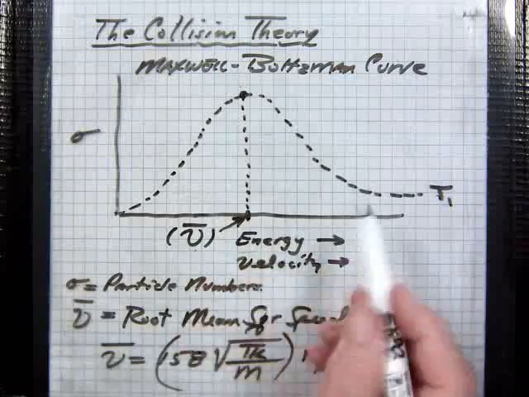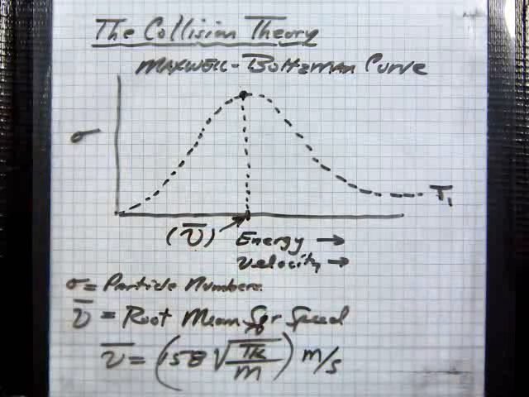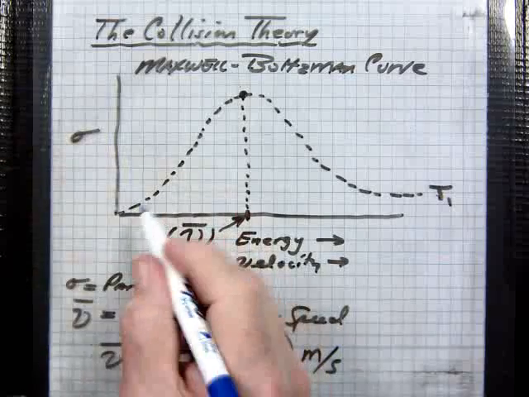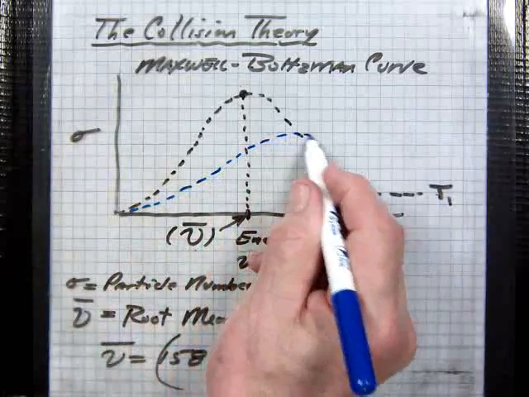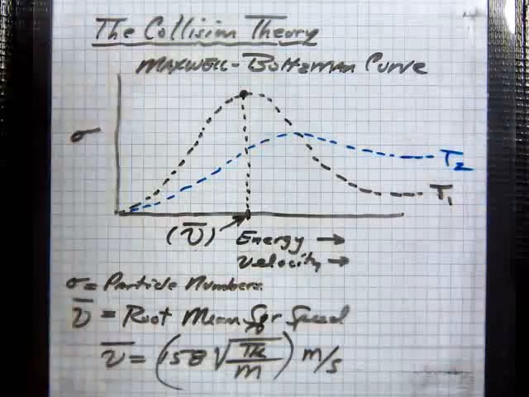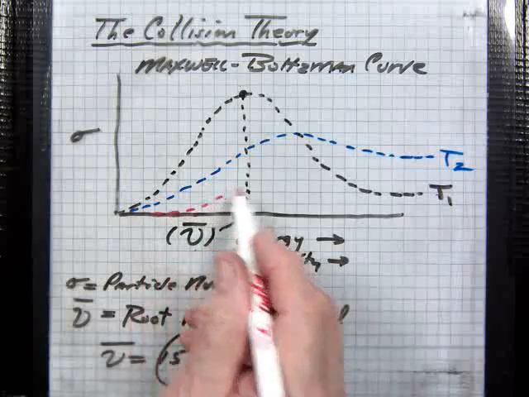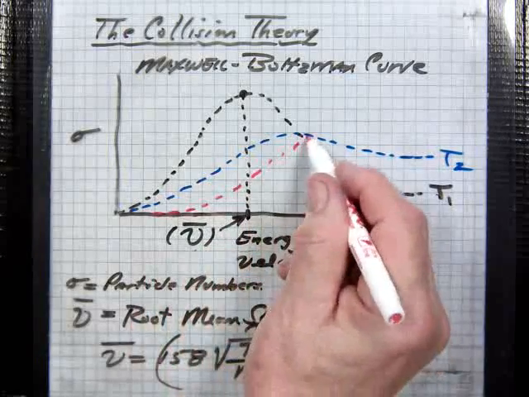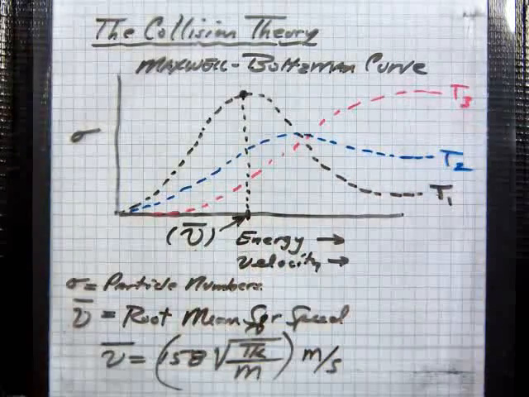Now, if you heat the particles, I'll use a different color, you'll find that particles will shift to the right in terms of their velocities and energies. And so we will see the curve change by shifting a lot of the particles to the right, and then we'll have T2 being greater than T1. And now, we need to continue to heat particles and get a significant number over to the right side, say T3.